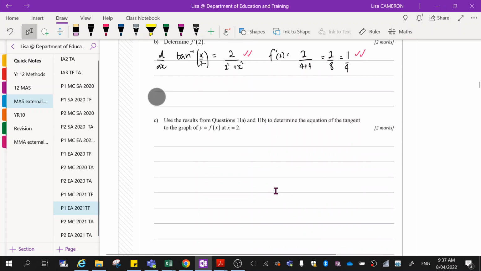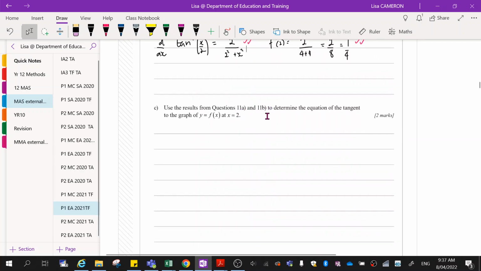Okay, use the results from question 11a and b to determine the equation of the tangent for the graph f of x at x equals 2. Now, when we're looking for the equation of the tangent, that's a straight line. So y equals mx plus c. Now, the first section will give us when y is equal to pi on 4, x is equal to 2. The second part, part b, tells us that the gradient at that point is going to be a quarter.